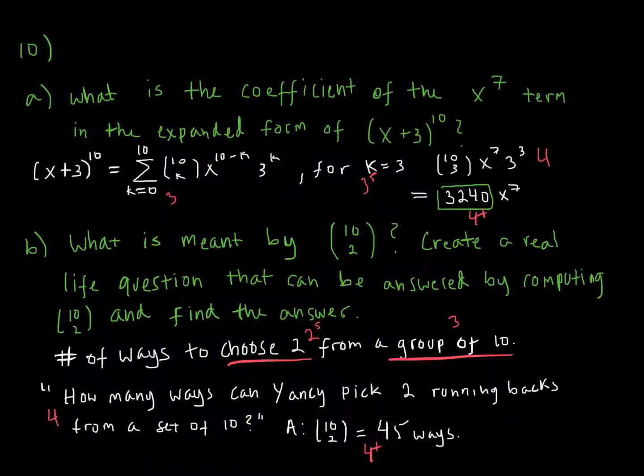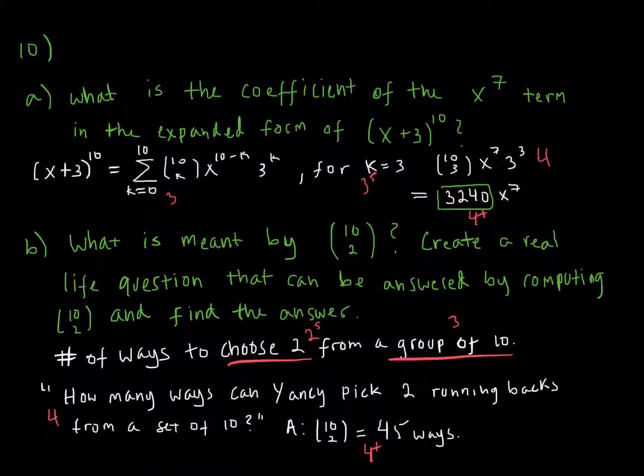What is the coefficient of the x to the 7th term for x plus 3 to the 10th? So here I noticed that I don't want to go through and write out the whole expansion. I want to be able to skip ahead to the x to the 7th term. So by writing my expansion, x plus 3 to the 10th, in summation form, I can clearly see that I'll have x to the 7th when k is 3.